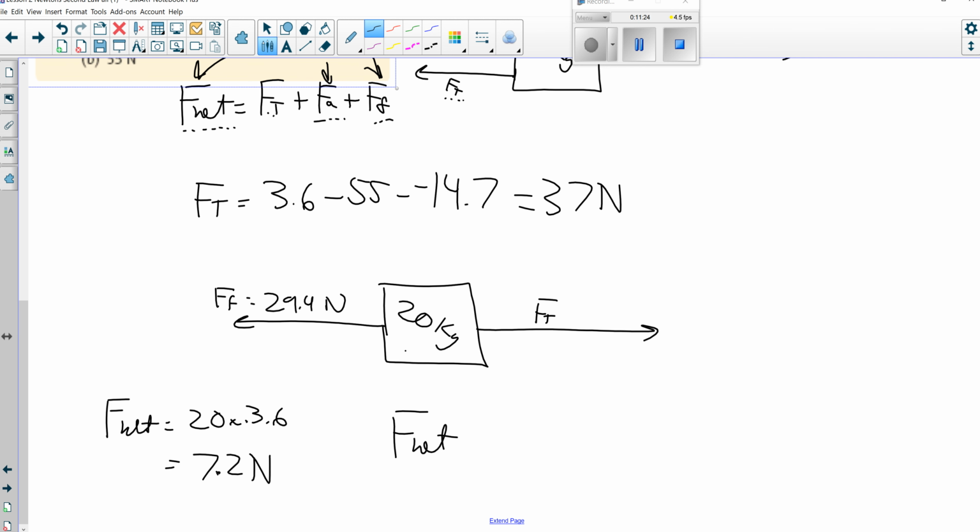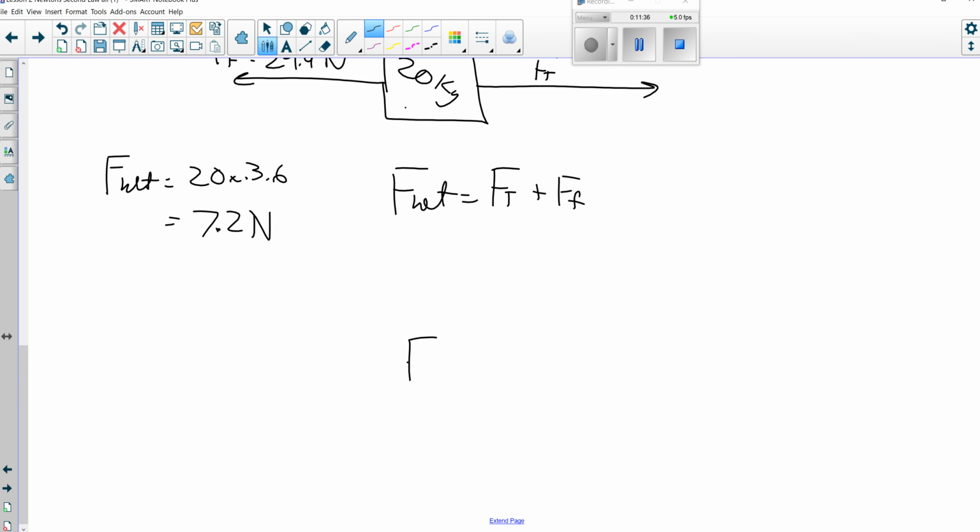Now I can say net force is the vector sum of the two forces acting on the 20 kilogram block. Then I would say force of tension is 7.2 minus negative 29.4. I'm looking at that and thinking that's probably going to come out to 37. Would you agree? So the force of tension is the same for both? Right. Yeah. That's how tension works, because it's a rope, and it's going to pull the two ends in different directions.